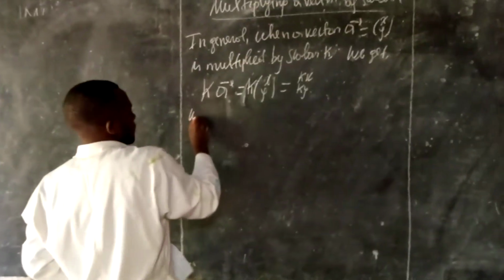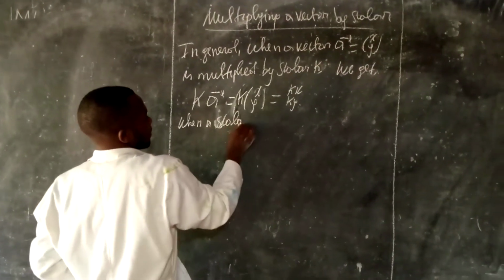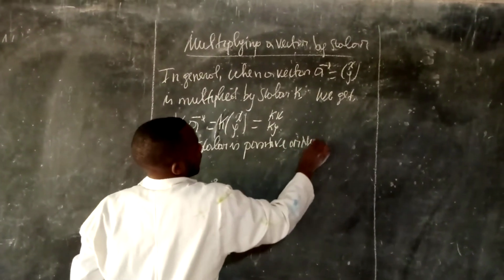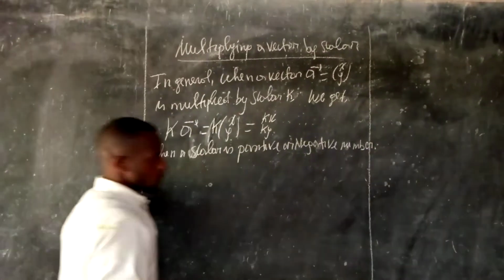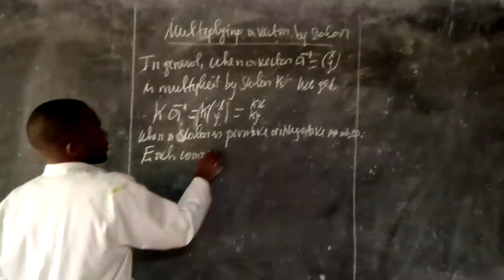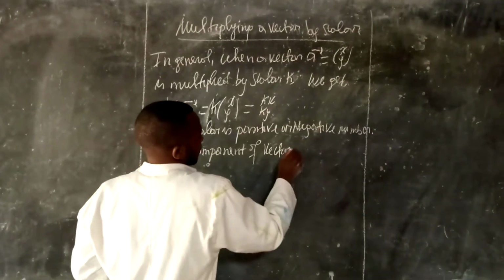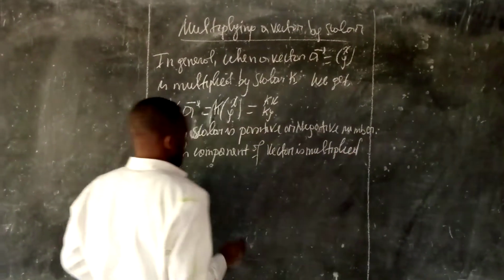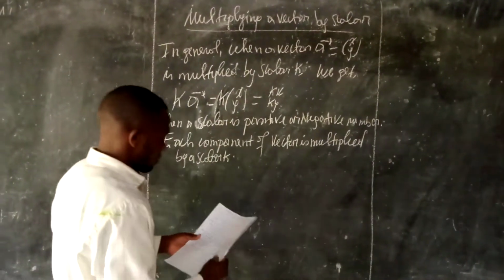So now, when a scalar is a positive or negative number, each component of the vector is multiplied by the scalar k.